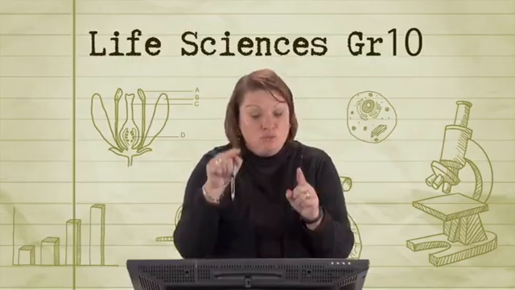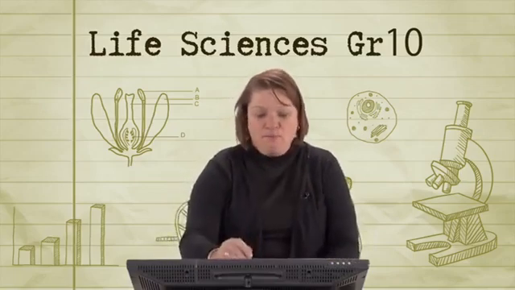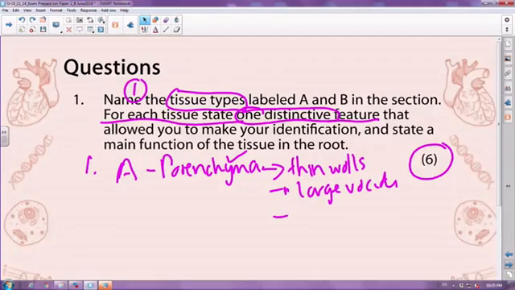You must use the information you see in front of you. Okay, so our parenchyma, 1 mark. What do you think its distinctive feature is? Thin walls. Some of you might have said the large vacuole. And some of you might have also said that there were intercellular spaces. Any of those are correct in identifying it as parenchyma.